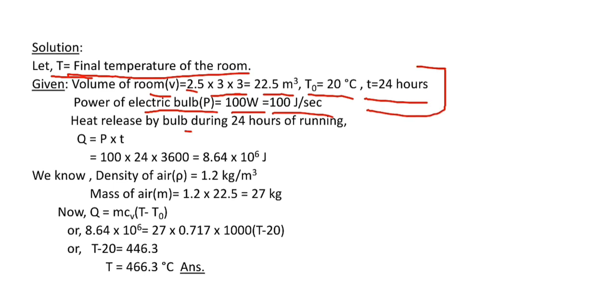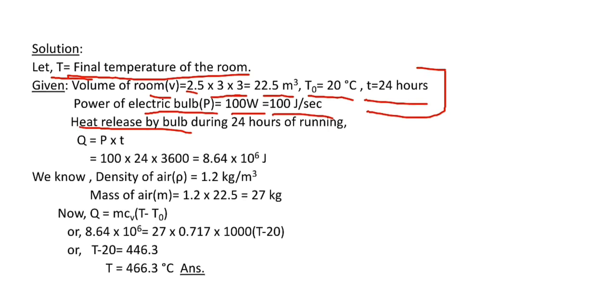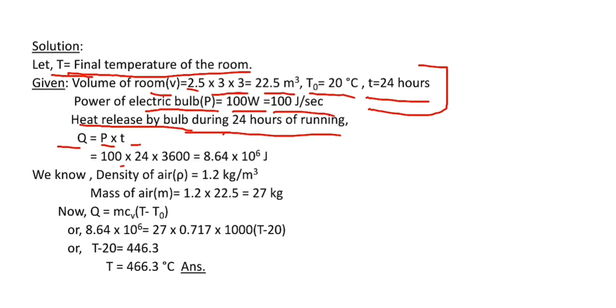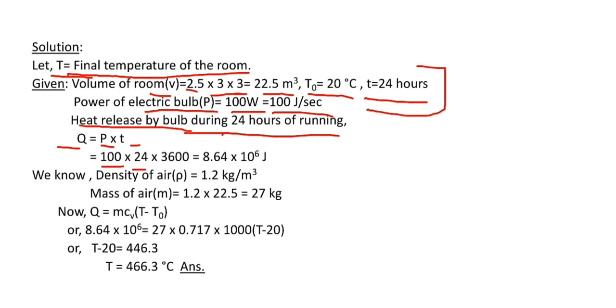And according to the question, the room is thermally insulated, so the heat released by the bulb will be gained by the air inside the room. So the heat released by the bulb during 24 hour of running, that is Q, is equal to the power of the electric bulb into running time, that is t. The power of the electric bulb is 100 joule per second, and the running time is 24 hour. To convert it into seconds, we have to multiply by 3600. Here Q is equal to 8.64 into 10 to the power 6 joule.